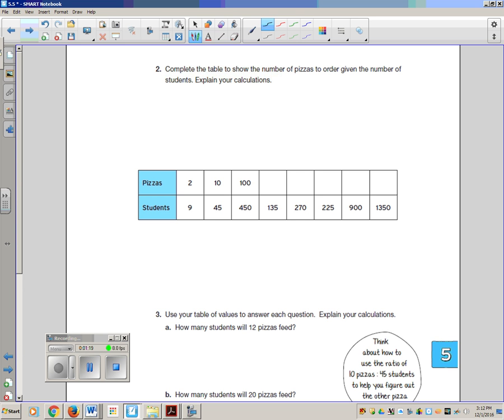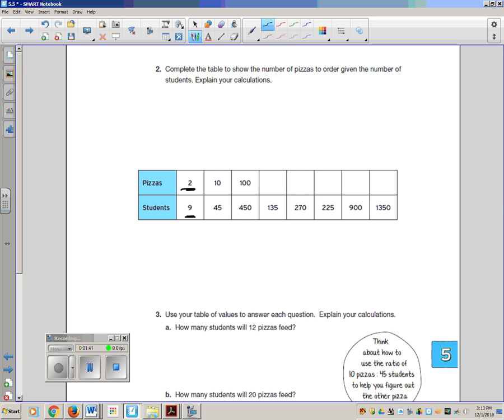Number 2, complete the table to show the number of pizzas to order given the number of students. It's not an exact pattern. You have to be careful. So we still have 2 pizzas that will serve 9 students.